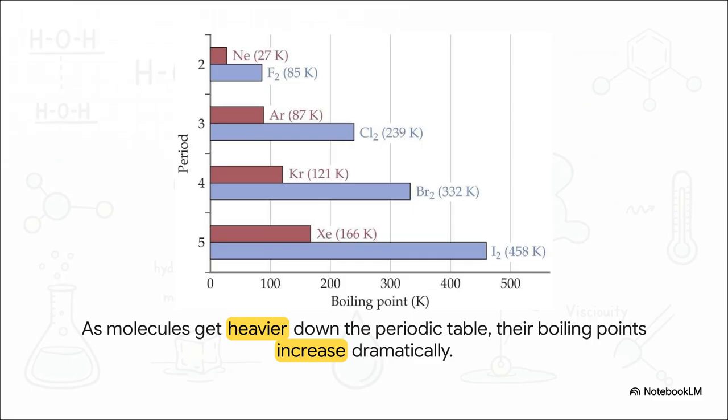See the halogens in blue? We start with tiny fluorine, F2, with a boiling point way down at 85 Kelvin. Then you jump to chlorine, Cl2, at 239 K. Bromine, Br2, is up at 332 K. And then look at iodine, I2. It's all the way up at 458 Kelvin. As the molecules get bigger and heavier, their boiling points just skyrocket. That is a direct result of stronger London dispersion forces.